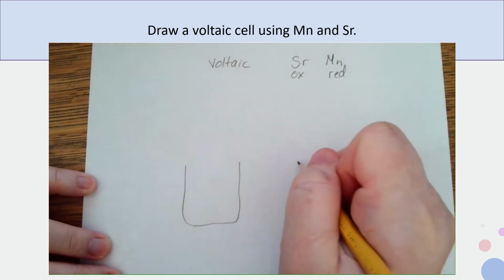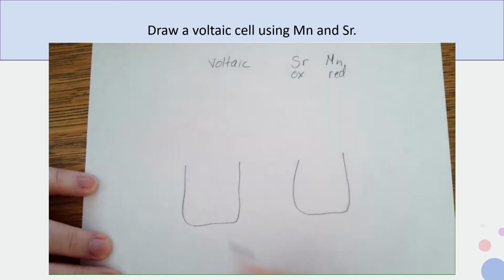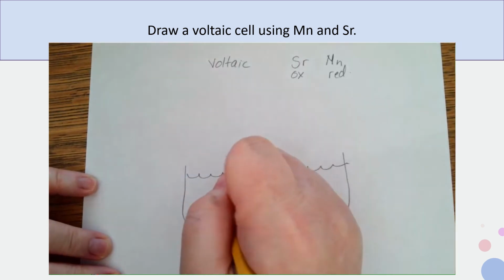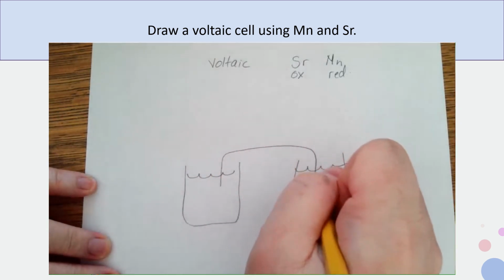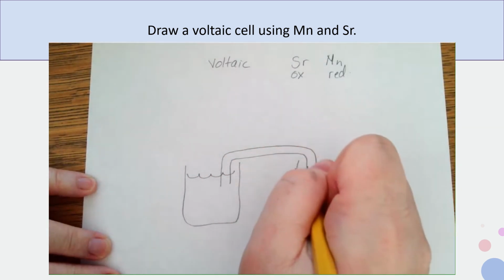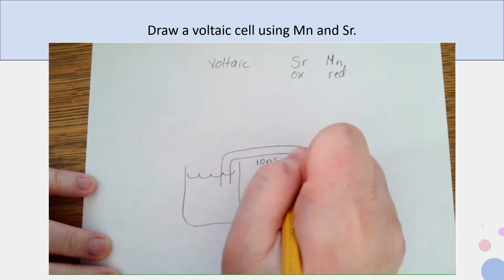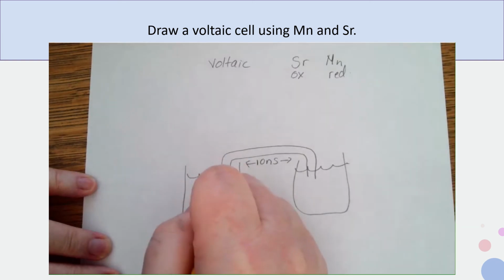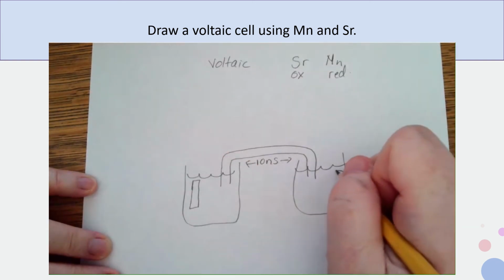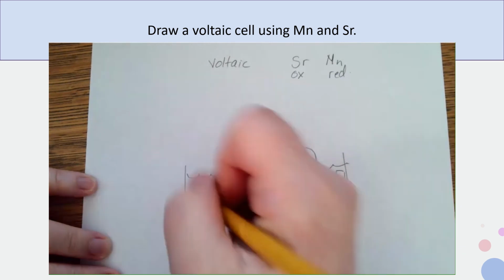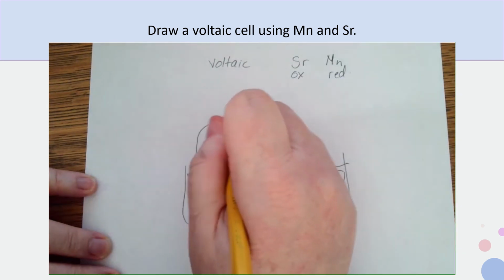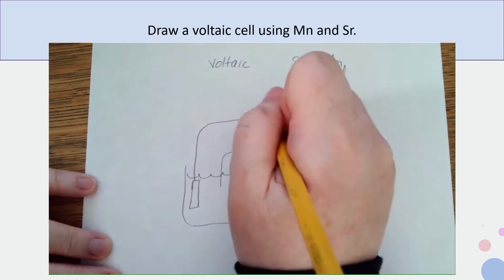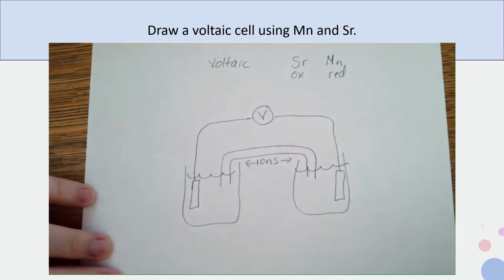So how does it usually look? I usually have like two beakers, right? I have liquid, that's the electrolyte. Okay, I have a salt bridge that is going to allow ions to flow back and forth inside the salt bridge. Okay, I have a piece of metal over here, that's the electrode. Piece of metal over here. They are connected by a wire. Sometimes you will see a voltmeter or a light bulb.